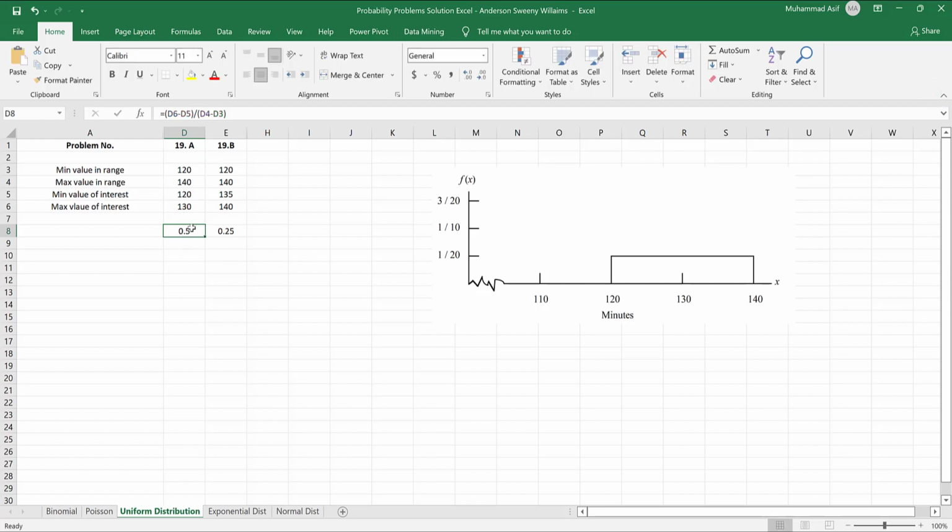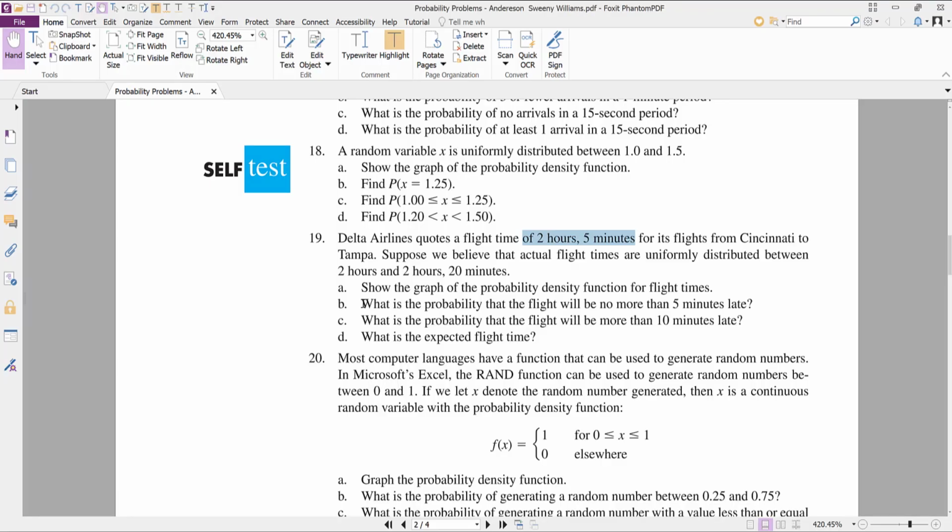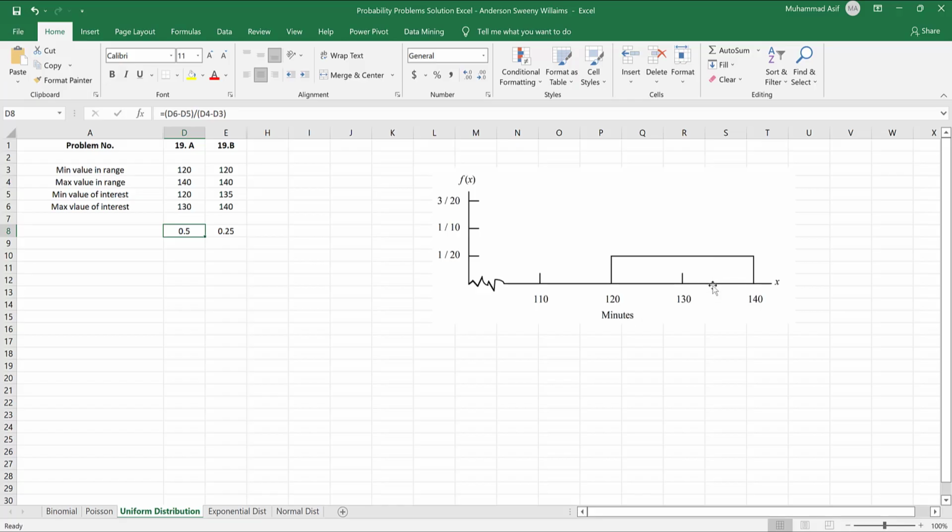And let's say the next question is, what's the probability that the flight will be more than 10 minutes late? Okay, the quoted time is 125, and then adding 10 minutes it will be 135, more than 135. So which means that, suppose this is 135 and we are interested in this region.